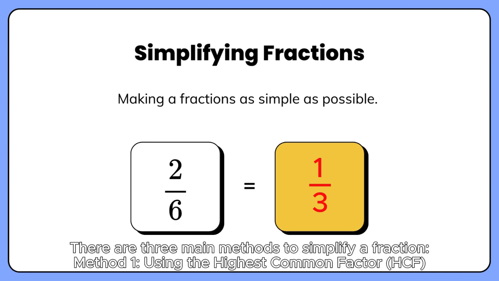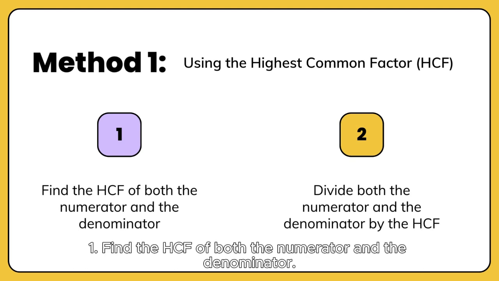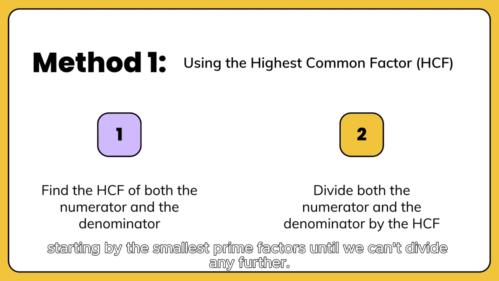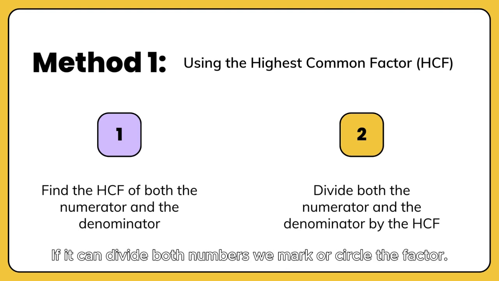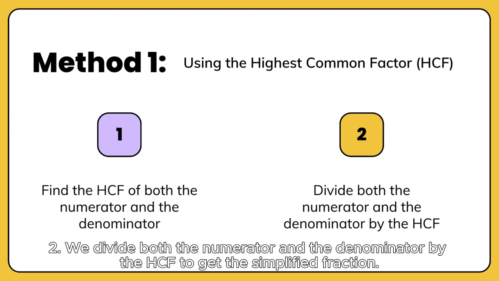There are three main methods to simplify a fraction. Method 1, using the highest common factor, HCF. 1. Find the HCF of both the numerator and the denominator. We do this by prime factorization and divide both top and bottom numbers, starting with the smallest prime factors until we can't divide any further. If it can divide both numbers, we mark or circle the factor. Then multiply the marked factors to find the HCF. 2. We divide both the numerator and the denominator by the HCF to get the simplified fraction.